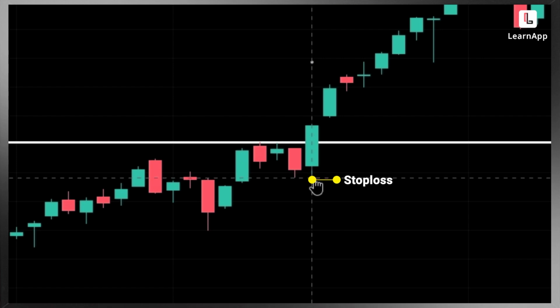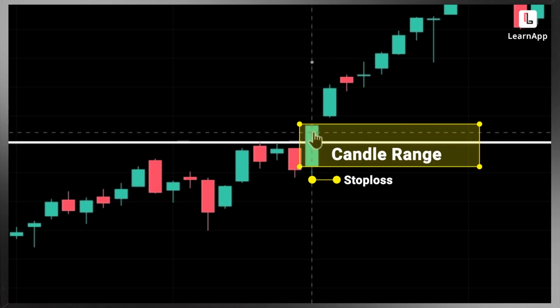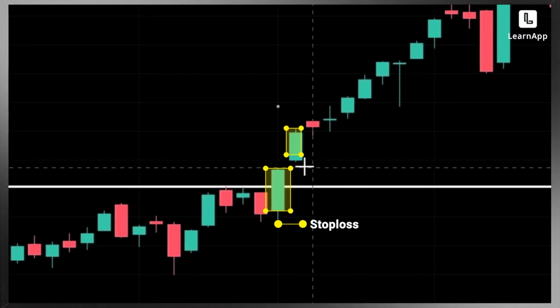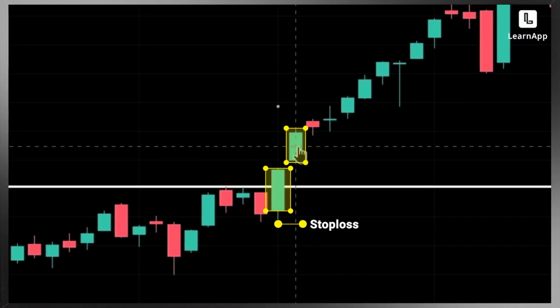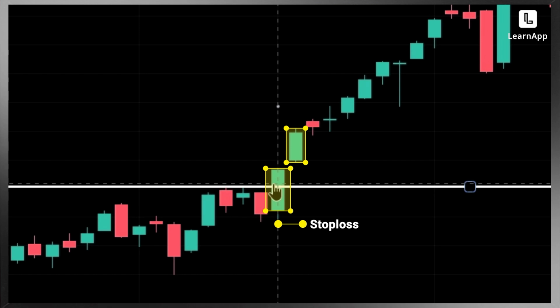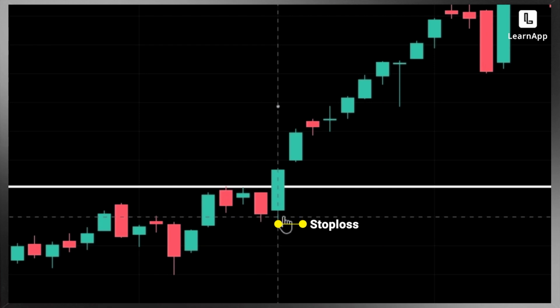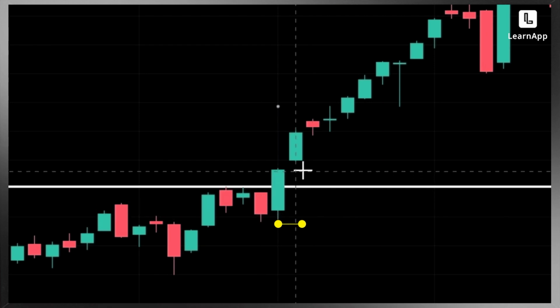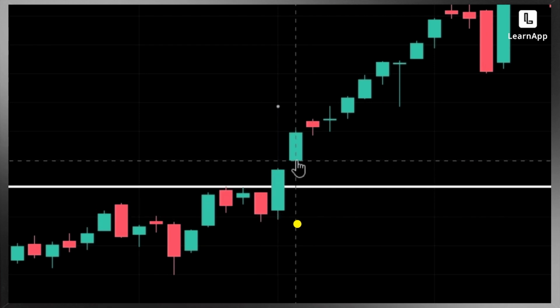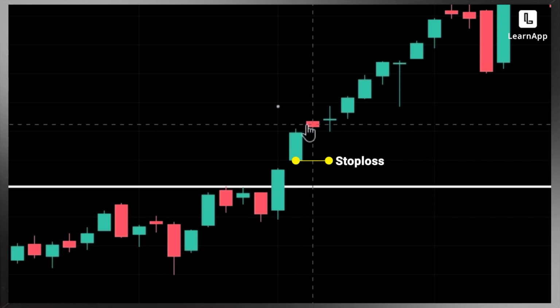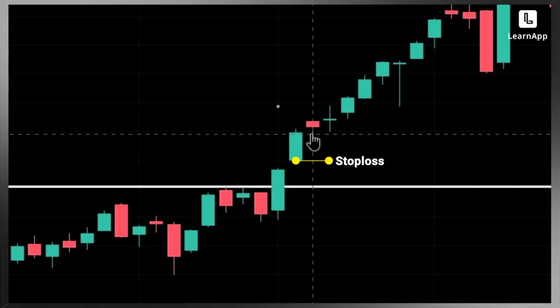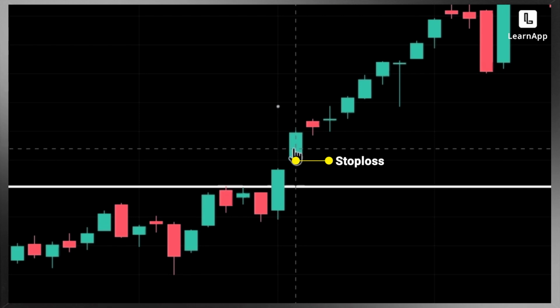Now, we want a candle to form completely outside the range of this entry candle. Well, the second candle, if you see, is well above the range of our entry candle. What do we do? We move our stop loss from the initial stop loss over here to just below the low of this second candle. Then this candle has a low which is higher than this candle's low.